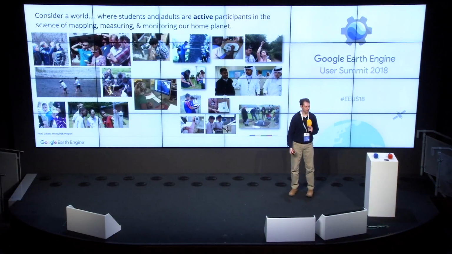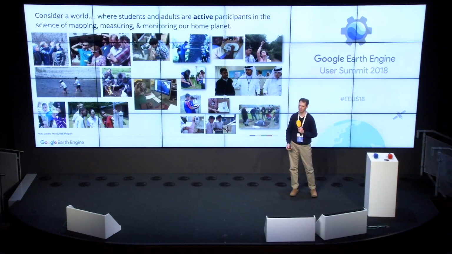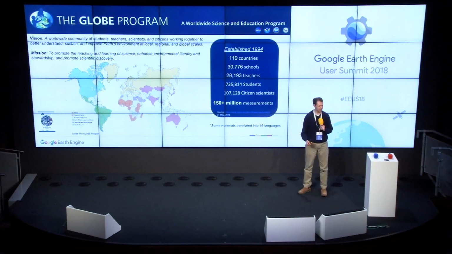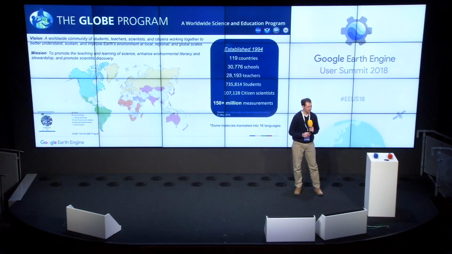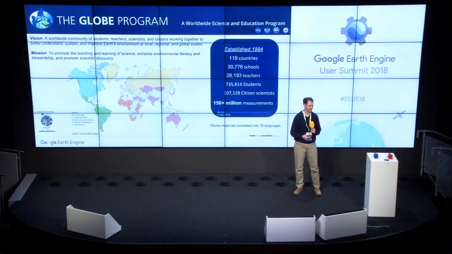What I'd like you to consider is a world where students and adults are active participants in the science of mapping, measuring, and monitoring our home planet. And I'd like to introduce you to this program that NASA has been running for 23 years. And it's specifically meant to help satellite images and remote sensing science. In particular, the number of countries that have students taking data that can help in the science that I've been seeing everybody talk about today is something that I hope you will take advantage of.